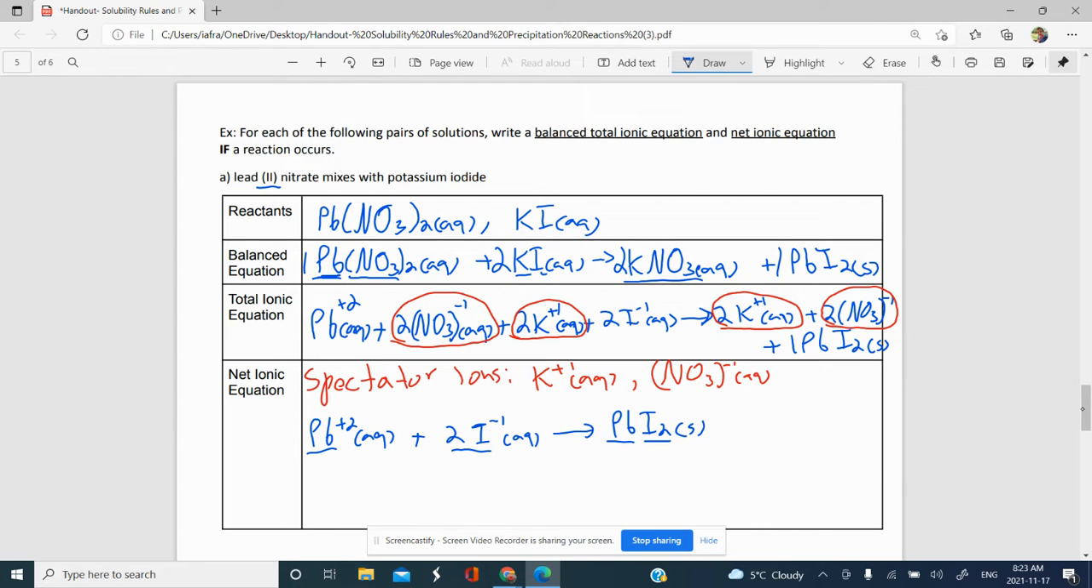And then this is an overall charge of 0 because we have plus 2 and minus 1, but there's 2 of them. So that's plus 2 minus 2, 0. And it's 0 on this side as well. But this is our net ionic equation.